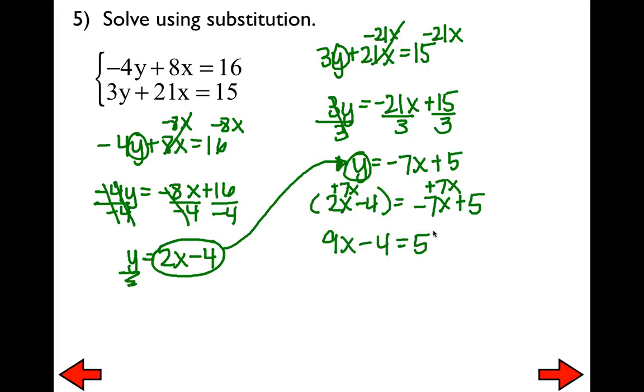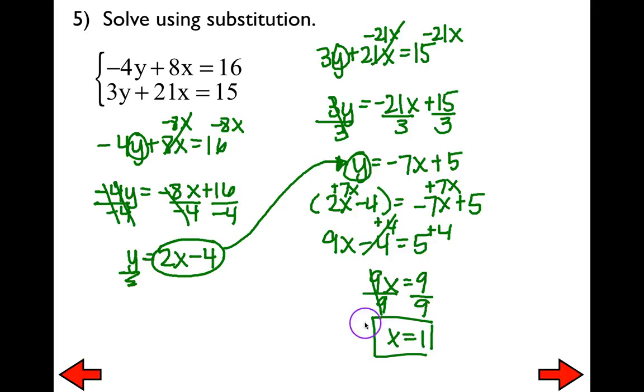So again, notice the nice thing about this method would be, hey, you do not have to distribute, and you don't have to combine like terms on one side. So here, you just need to move your constant over, leaving you with 9x equals 9. Divide both sides by 9, and x equals 1. However, we're not done. We're going to have to plug that back into an original problem. So let's go ahead with this one right here.